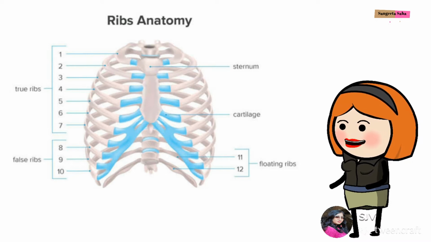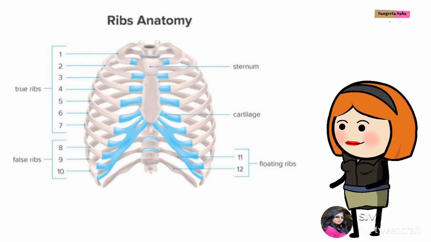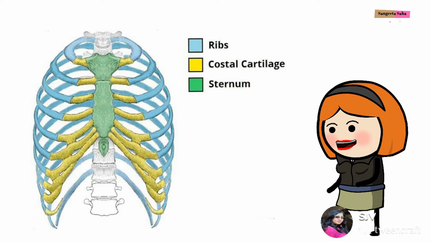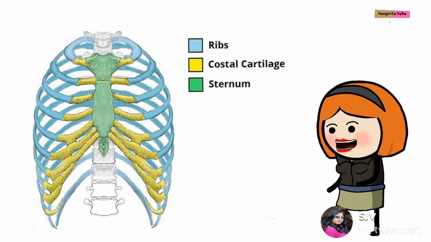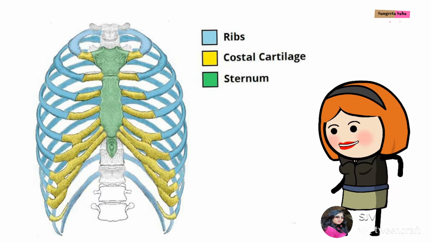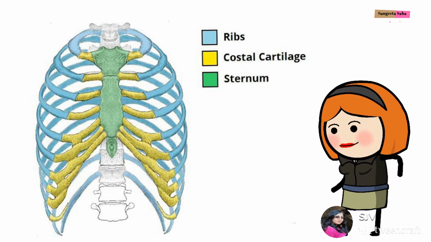And the 11th and the 12th rib, which are only attached to the backbone and do not reach the sternum, are known as the floating ribs. And yes, most importantly, it is the costal cartilage that prevents the ribs from collapsing, and it also facilitates expanding the ribs during deep breathing. This rib cage not only protects the lungs but also protects the heart from any kind of external injury.